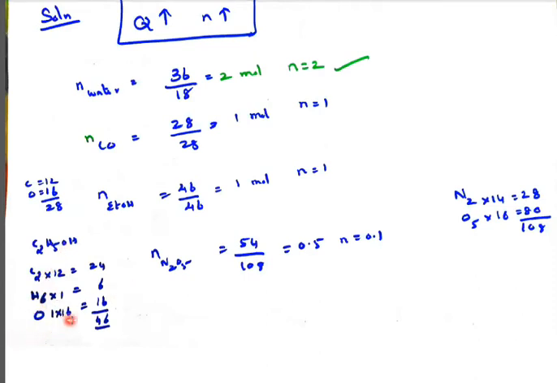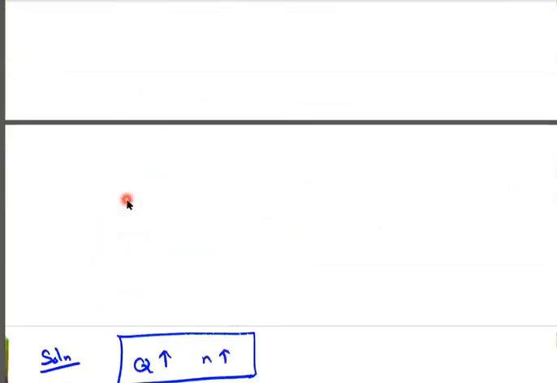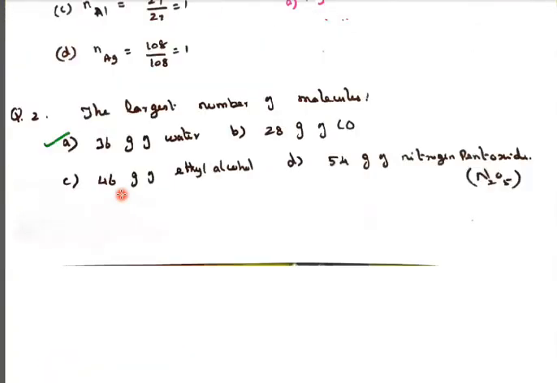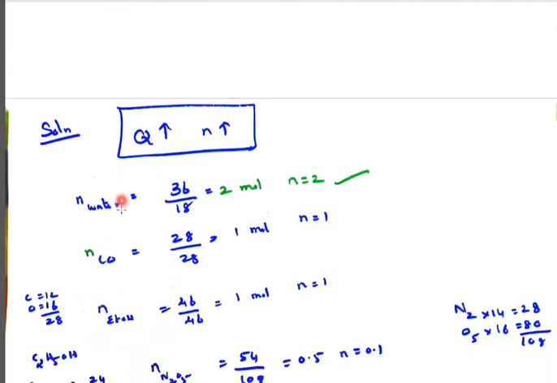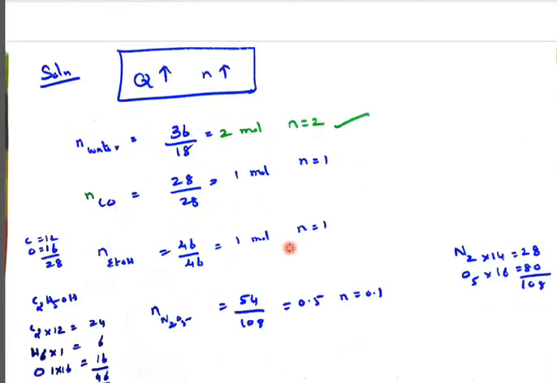Only one oxygen, so atomic weight is 16 into 1, 16. Adding all, we are getting 46. Ethyl alcohol molar mass: already in the question, the weight of ethyl alcohol is 46. Molecular weight is 46, equal to 1 mole.